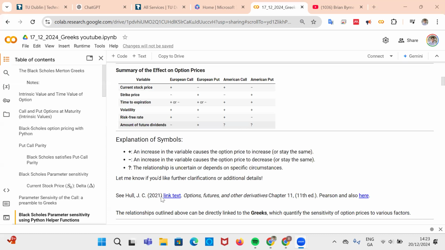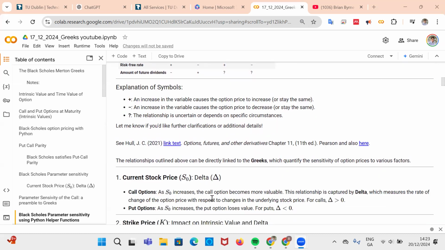And if you want to delve a little bit deeper into option properties, there's an excellent chapter in John C. Hull, chapter 11 in the 11th edition. I leave the links here and I'll share this Colab with you directly underneath the video clip that I'll post.